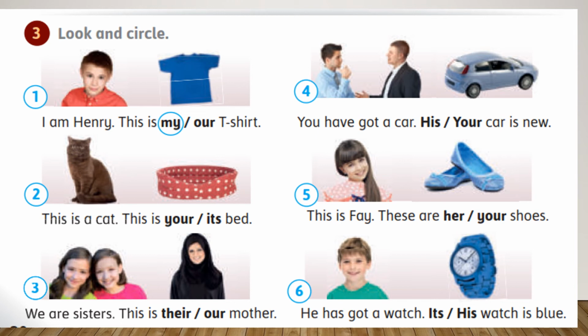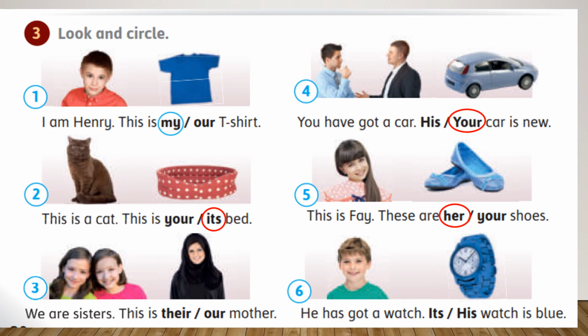Now, number 2, this is a cat. So I say, this is your bed, or this is its bed. Okay, its bed. Very good, because I'm talking about a cat. What about number 3?